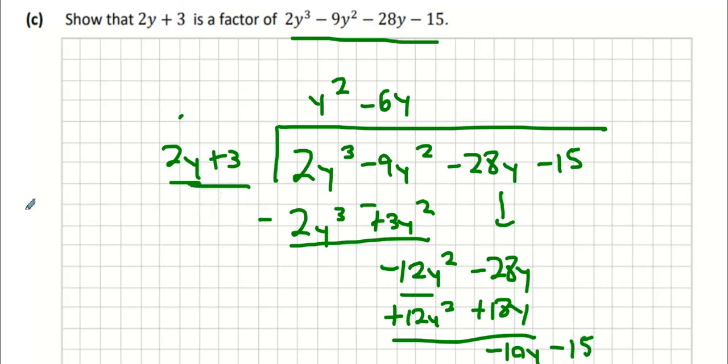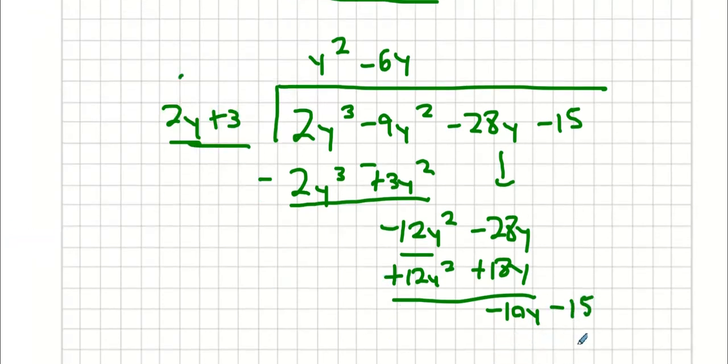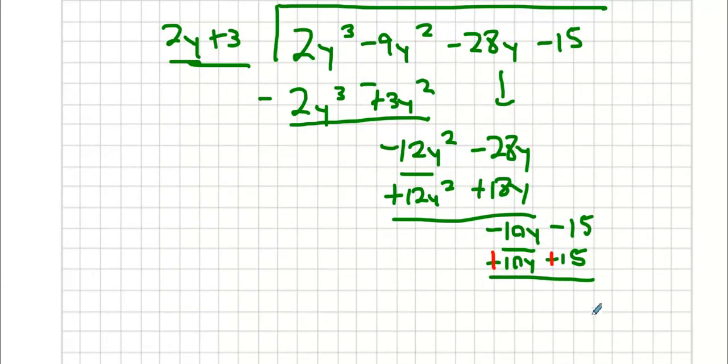And how many times does 2y plus 3 go into minus 10y minus 15? Well, minus 10y divided by 2y, we get minus 5. So then multiply minus 5 over there, and you get minus 10y minus 15. We have to change the signs, and lo and behold, it goes in evenly, proving that it is a factor.